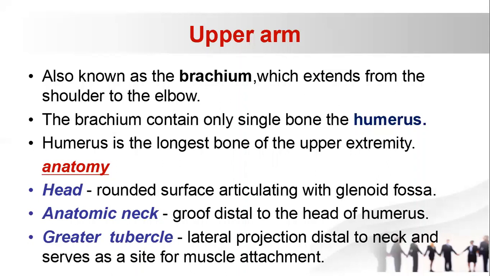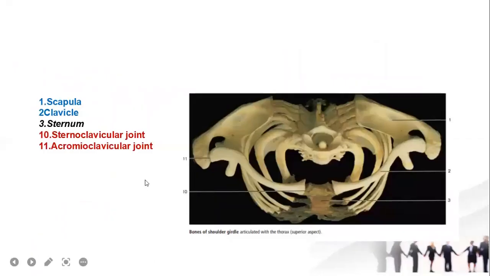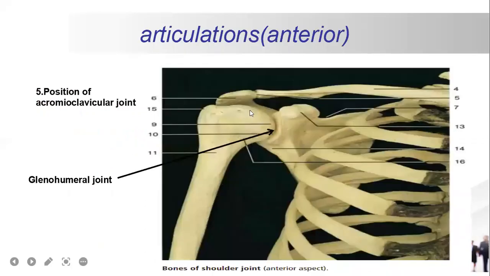The humerus is the longest bone of the upper extremity, and just like other bones, it has its own anatomy. Let's check on the anatomy of the humerus. We have the head, which is the rounded surface articulating with the glenoid fossa. That's the one I've just shown you from the above images. This is the head of the humerus articulating with the glenoid fossa of the scapula, forming the glenohumeral joint.